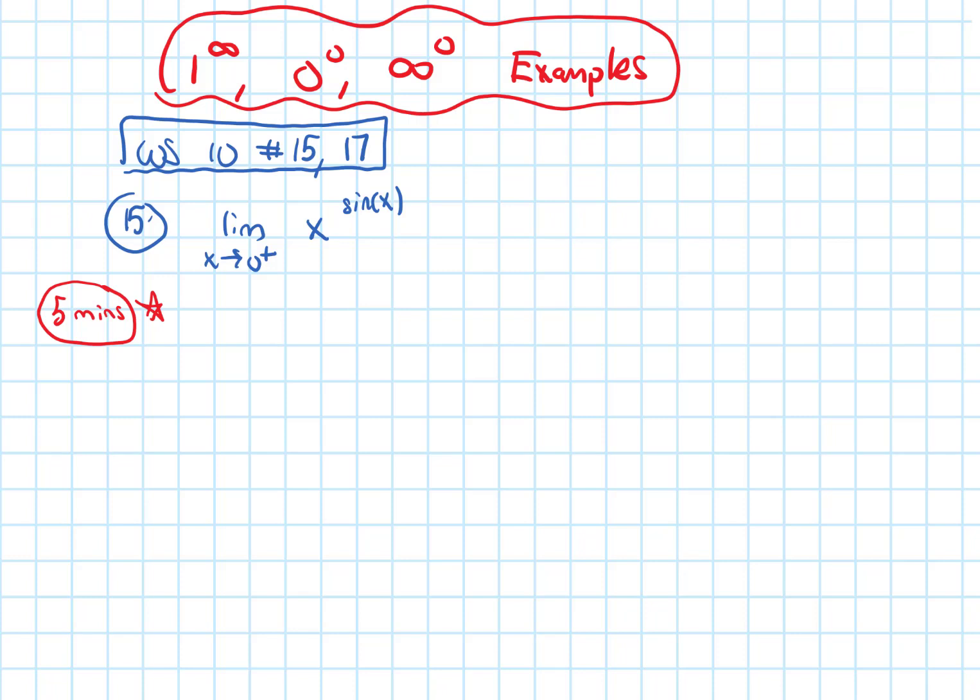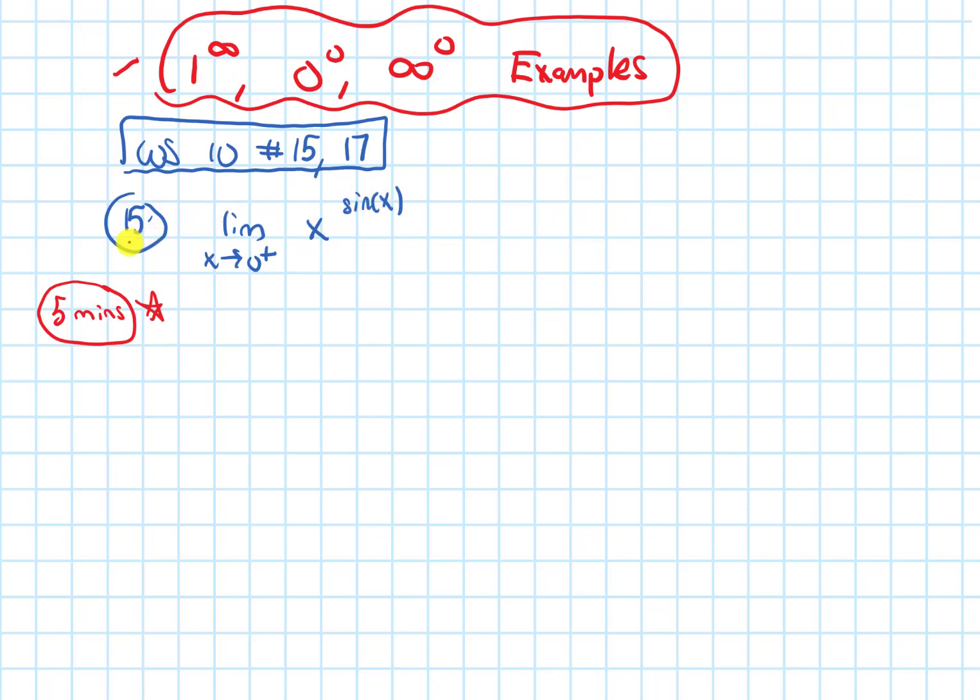In this discussion video, we'll talk about how to handle indeterminate forms of the type 1 to the infinity, 0 to the 0, or infinity to the 0. So the things that have these exponent forms. We'll do some examples of these. I want to look at first problem number 15 from worksheet 10. It's the limit as x approaches 0 from the right of x to the sine x power.